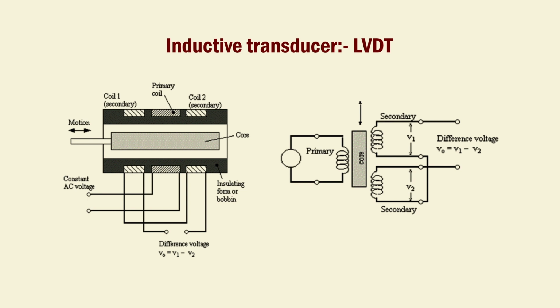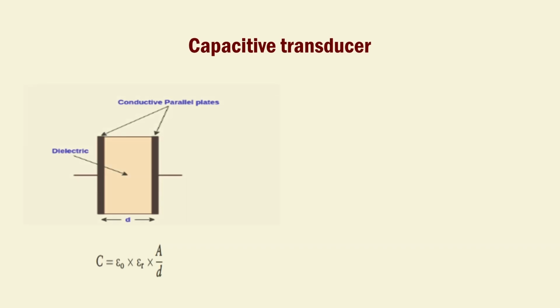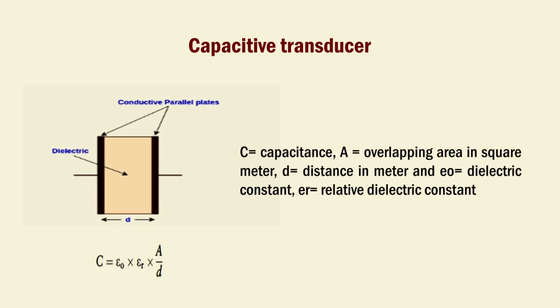In displacement transducers, the last section is the capacitive transducer. A capacitive transducer is used for measurement of displacement, pressure, gas, force, etc. It consists of two metal parallel plates separated by a dielectric medium. One plate is movable while the other plate remains fixed. The dielectric medium can be a material, gas, liquid, etc.